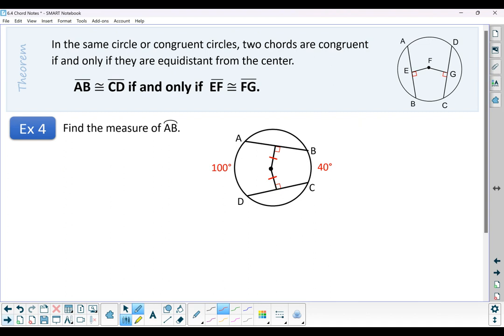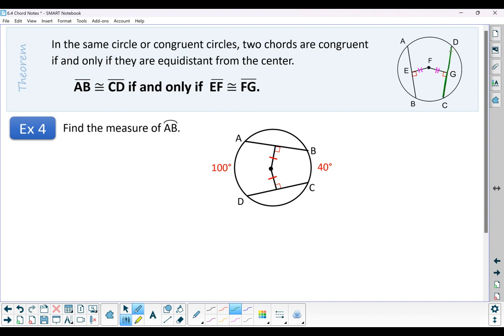All right. I think this is our last theorem. In the same circle or congruent circles, two chords are congruent if and only if they are equidistant from the center. So what that's saying is that if we have these little distances to the center measured at 90-degree angles, if those two are the same distance, then we know the two chords are equal to each other. And vice versa. If we know the two chords are equal to each other, we know those distances to the center are equal.